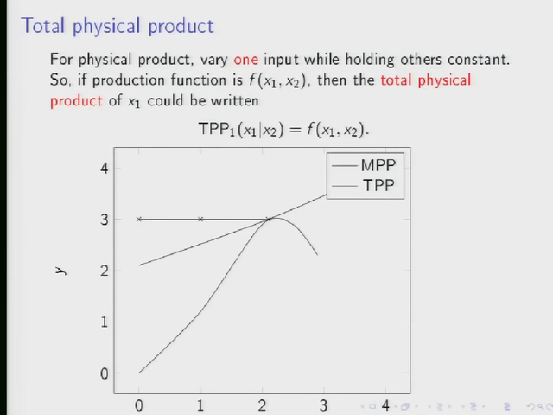So that's total physical product. There's also another thing I've tried to draw here, which is the marginal physical product. This M stands for marginal. The marginal physical product is the slope of the total physical product at a point. And so the total physical product of x1, when you take it to be 2, is about 3. The marginal physical product of x1 is always going to be equal to the slope of the total physical product curve.